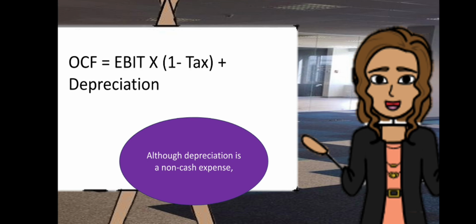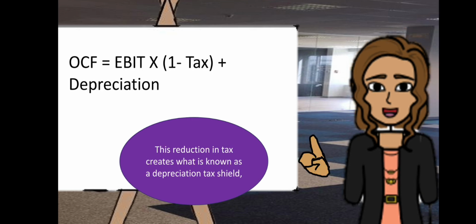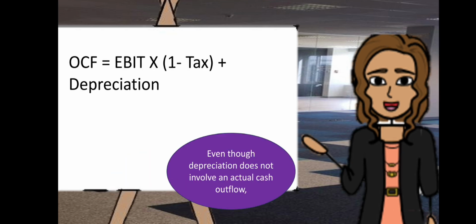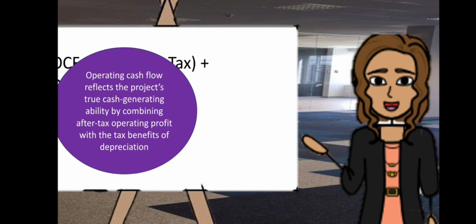Although depreciation is a non-cash expense, it reduces taxable income. This reduction in tax creates what is known as a depreciation tax shield, which increases the project's cash flow. Therefore, even though depreciation does not involve an actual cash outflow, it has a positive effect on operating cash flow through tax saving. In summary, operating cash flow reflects the project's true cash generating ability by combining after-tax operating profit with the tax benefits of depreciation.